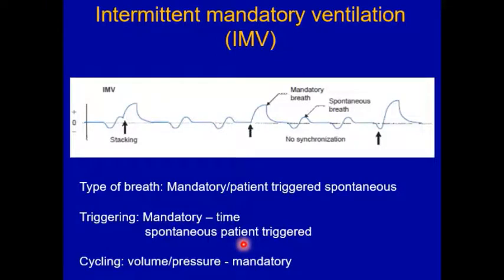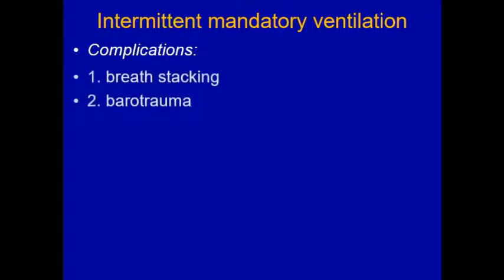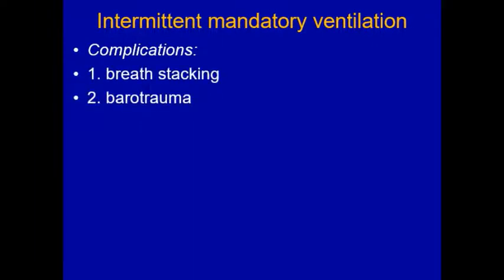And cycling, how the cycling occurs is, in case of mandatory breaths, it is time cycling. In case of spontaneous breath, it is flow cycling. So intermittent mandatory ventilation, what are the complications? The main problem with intermittent mandatory ventilation is breath stacking, and barotrauma. What is breath stacking? Breath stacking means one over the other.